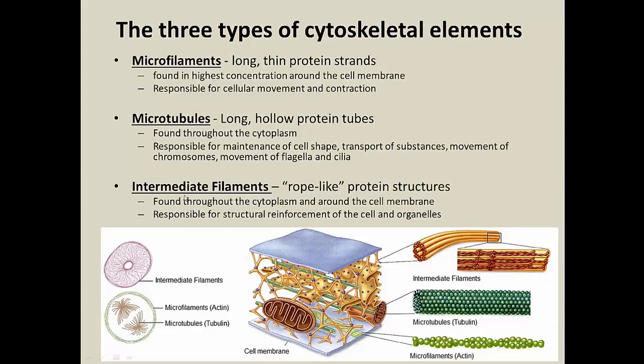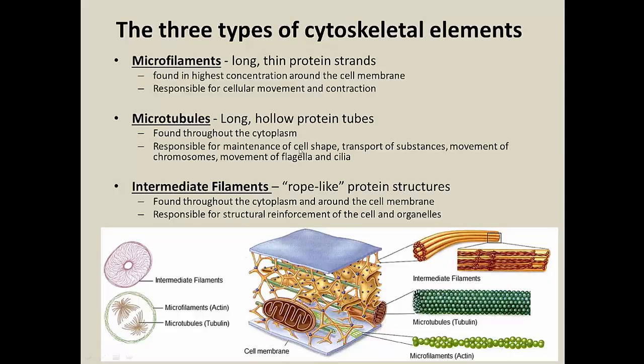So you have three types: microfilaments, microtubules, and what are called intermediate filaments. Microfilaments tend to be structured around the cell membrane, towards the outer part of the cell, and these can actually be used for cell movement as well as cell contraction. So they can more or less contract in and out and move the entire cell along with the cell membrane.